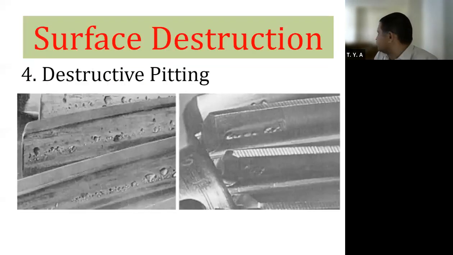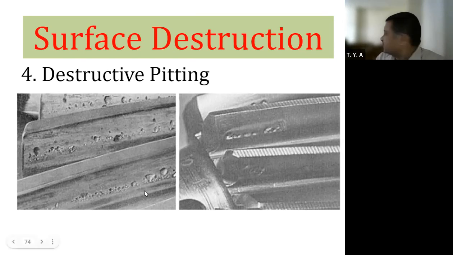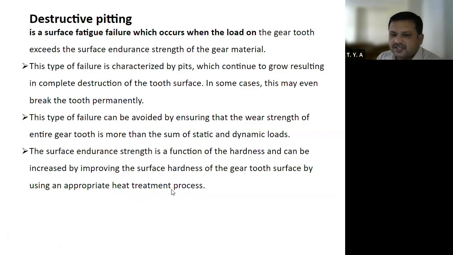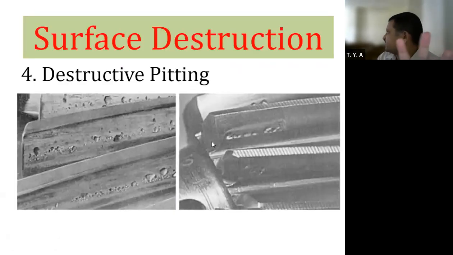Now you just see this destructive pitting, you understood. Destructive pitting means larger size of pits will be formed. To avoid destructive pitting, we can increase the surface hardness of the gears. What are the different methods of surface hardening? Carburizing, nitriding, cyaniding. These are the three major surface hardening treatments.